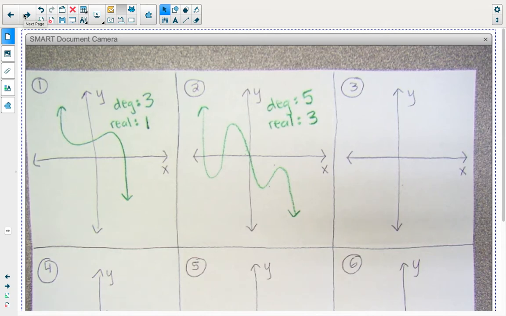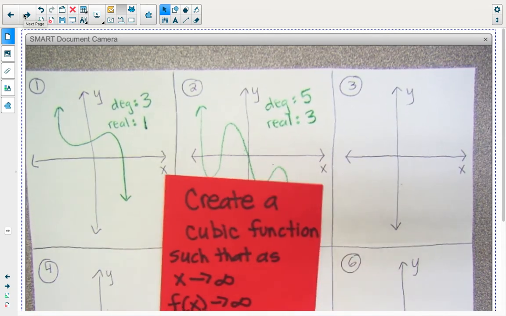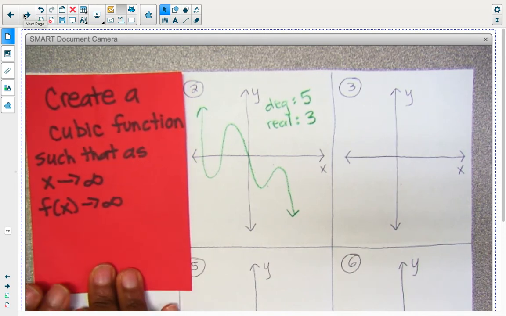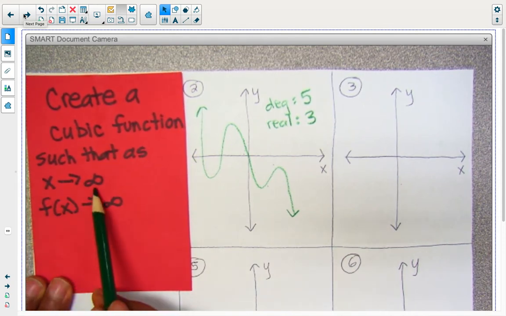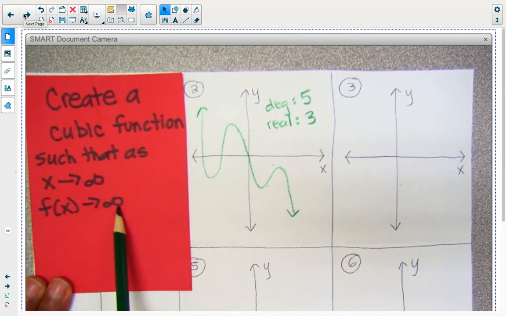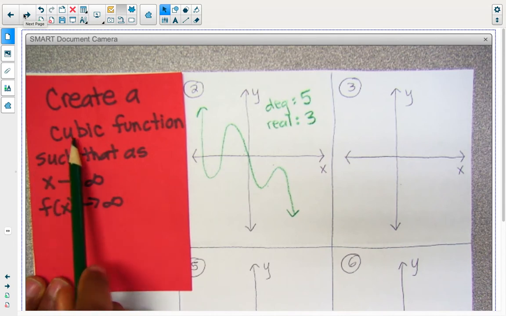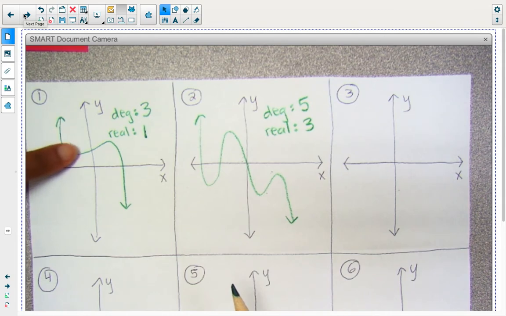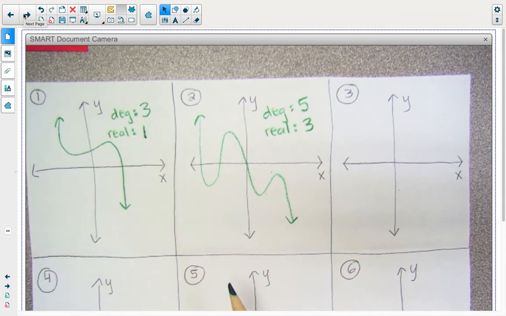Next, let's see what it tells us to do. This time we're going to create a cubic function such that as x approaches positive infinity, my function approaches positive infinity. So cubic means 3. We've already taken a look at that. Number 1 is a cubic function because it goes 1, 2, 3, so that's a cubic function.